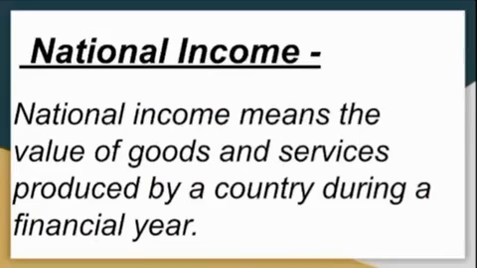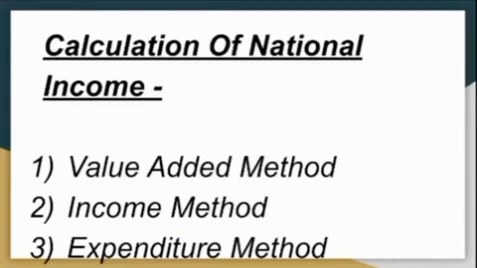First of all, let us revise what is national income. National income means the value of goods and services produced by a country during a financial year. All the goods and services that are produced by a country during a financial year is estimated to be its national income. For calculating the national income, we use three methods. The first one is value added method, the second is income method, and the third one is expenditure method. So in this video, we are going to basically deal with the first method, that is value added method.